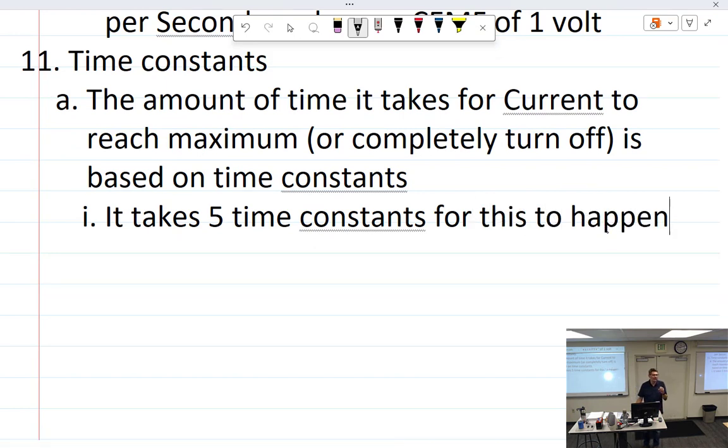Now, I can't give you a time because it's going to be based on a bunch of factors. We'll get into the factors, but where they come up with time, it's 5 time constants. So you figure out the constant and then it's 5 of them, and that's how long it takes. So, why 5?